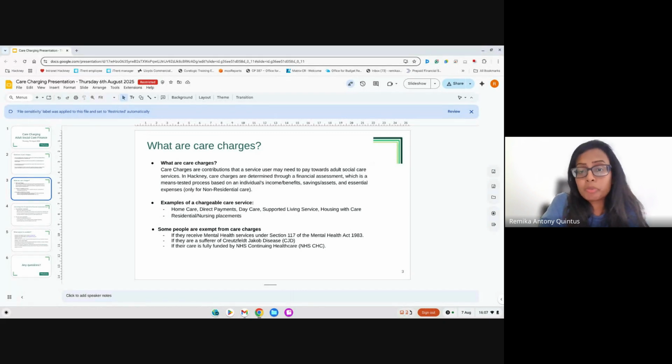There are some people who are exempt from care charges. If they are under Section 117 of the Mental Health Act, or if their care is fully funded by the NHS, then they would not be required to contribute towards the cost of the service.